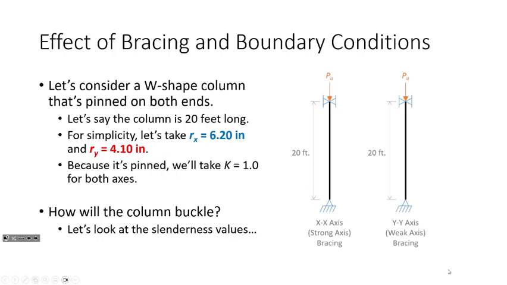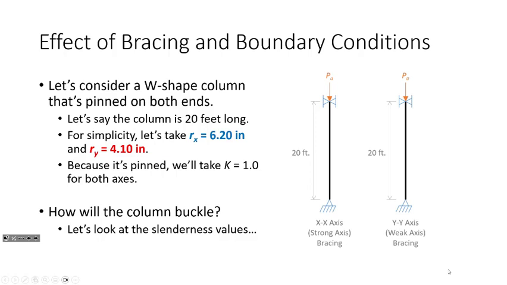Okay, now let me explain the effect of bracing and boundary conditions, okay? And I want everybody to just follow along with me, and let's take a look at what's going on. So I want to look at a W-shaped column that's pinned on both ends, okay? Let's just use some numbers. We're going to say that the column is 20 feet long, and what I have here is a bracing diagram for each axis. It'll be a lot easier to understand how this comes into effect in the real world here in a bit, but just for the sake of discussion, just bear with me, okay?